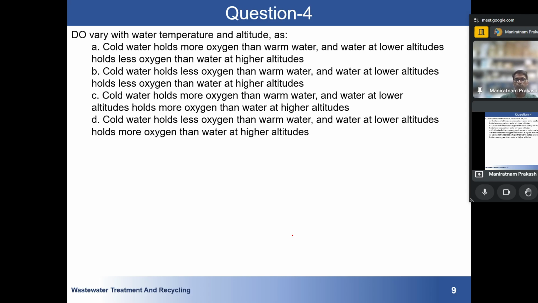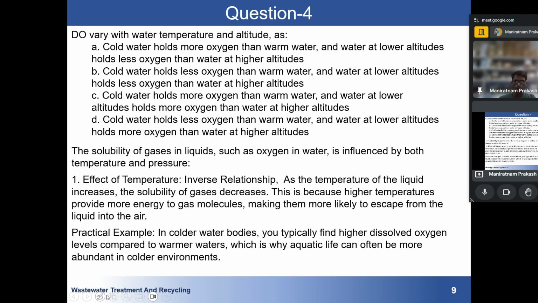So coming to the fourth question: DO varies with water temperature and altitude as. So there are four options. You have to look into the concept of two things, temperature and pressure. The only thing you should know is that at high temperature the gas has some kind of energy, so it will try to escape from the water, and as altitude rises, the pressure decreases. Okay, so we will look into each and every option.